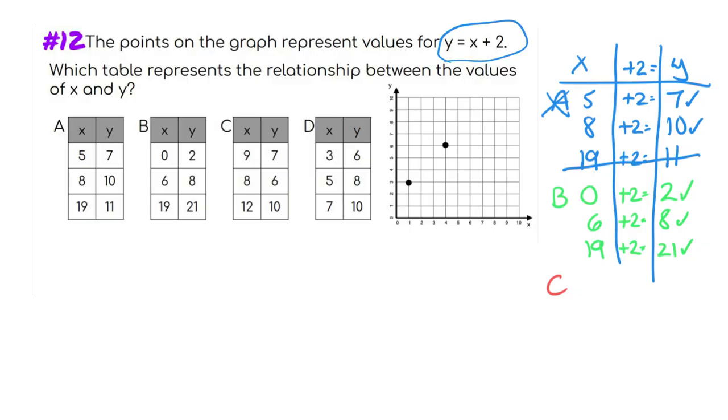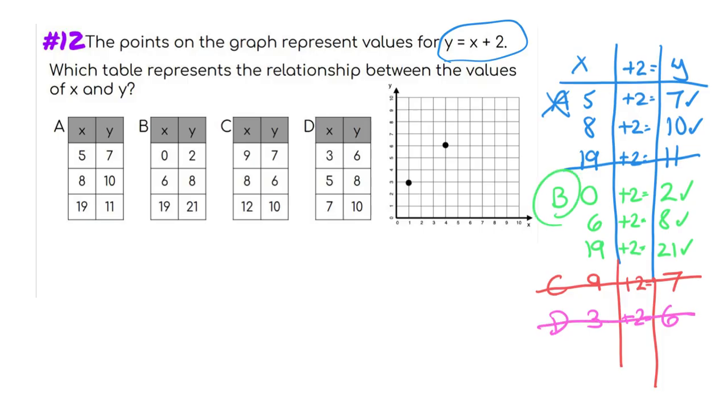So answer choice C. First numbers 9 and 7. 9 plus 2 equals 7? I think that one's backwards. C is out. And finally, answer choice D. 3 and 6. Does 3 plus 2 equal 6? Nope. That's 3 times 2 equals 6. D is out. And so, the correct answer is B.